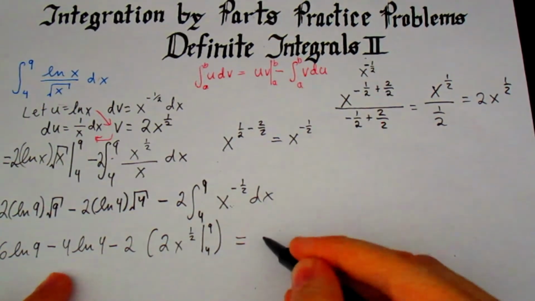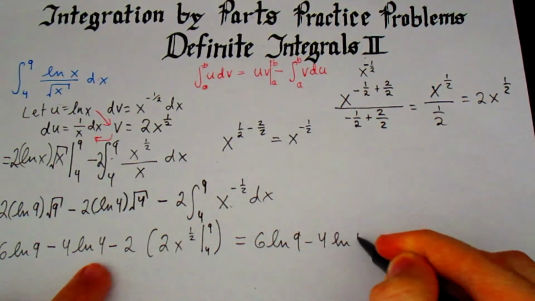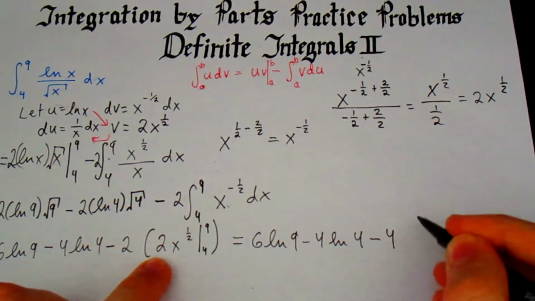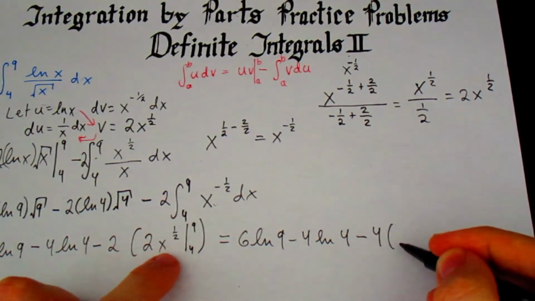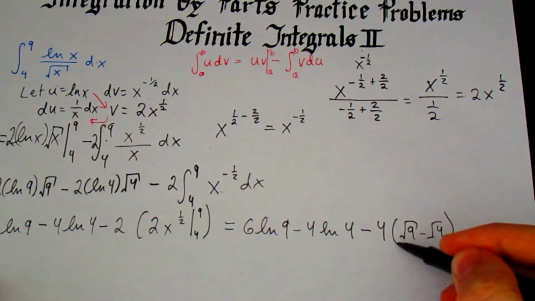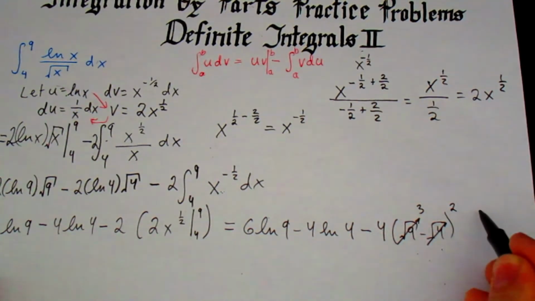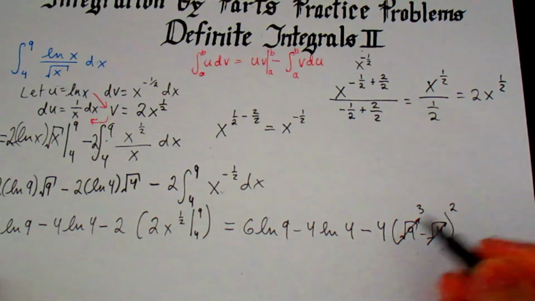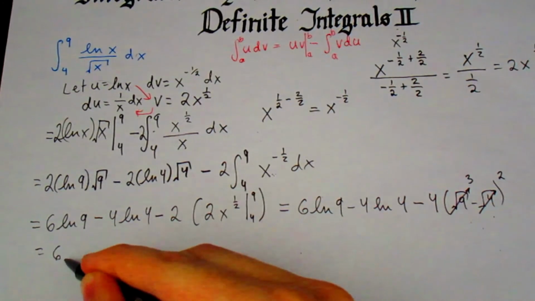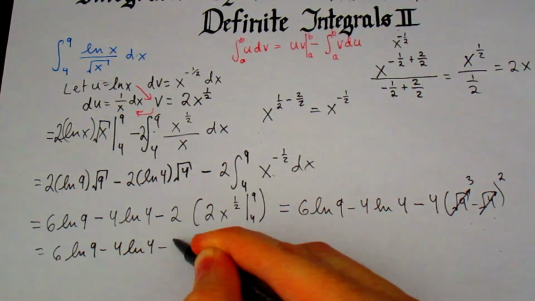Okay, so that's going to equal 6 natural log of 9 minus 4 natural log of 4 minus, I could go ahead and pull that 2 out, and we're left with radical x. So that's radical 9 minus radical 4. That's going to 3, that's going to 2, and 3 minus 2 is 1. So that's 4 times 1, which is 4. And so we're left with 6 natural log of 9 minus 4 natural log of 4 minus 4.